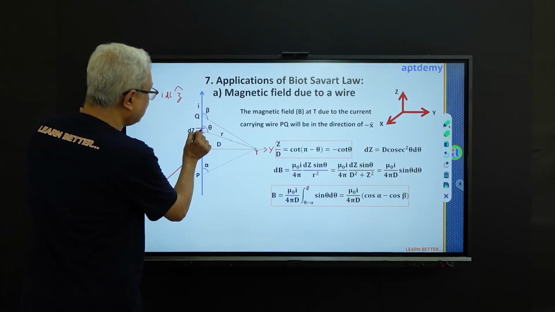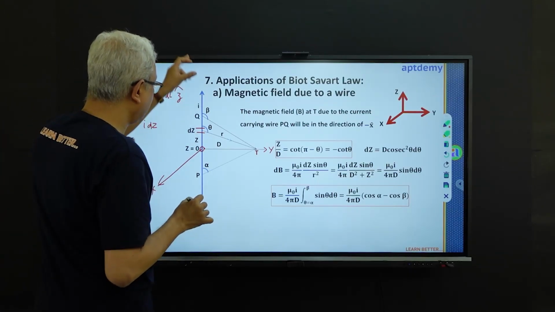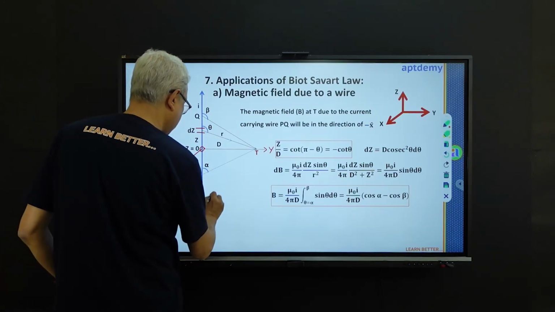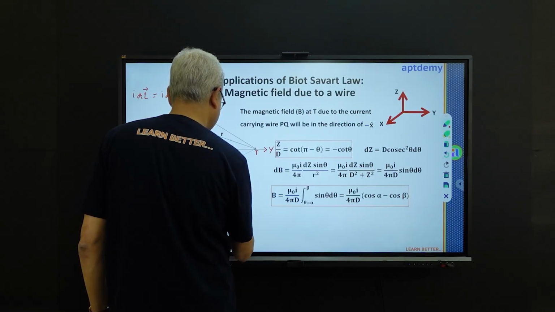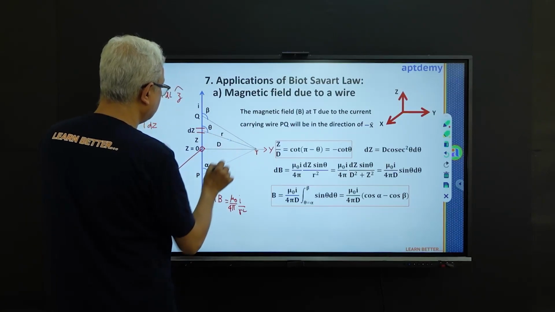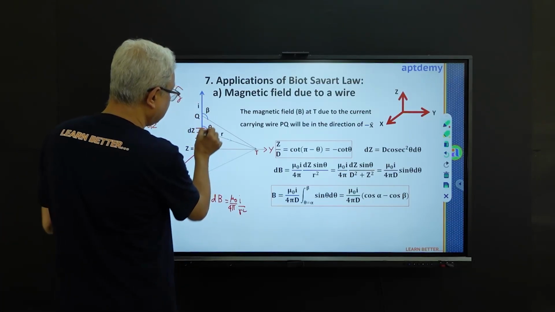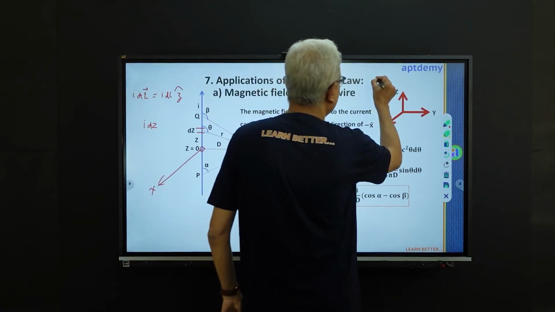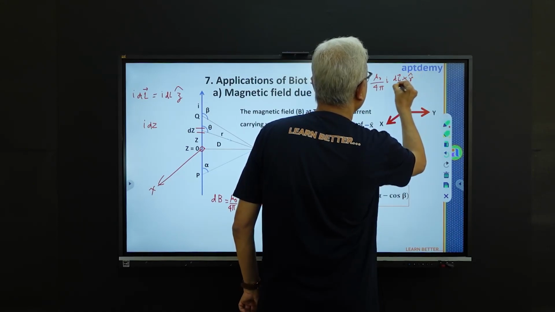With respect to this elementary length, I dz is an infinitesimal current element on the wire, and because of this, what is the field produced at the test point? Let us calculate first. So dB is μ₀/4π times I / r². This is r, the polar coordinate of this point with respect to dz, and the angle between the dl vector and the r vector is θ, so it is dz sin θ. We are applying this formula, μ₀/4π I dl × r cap / r².